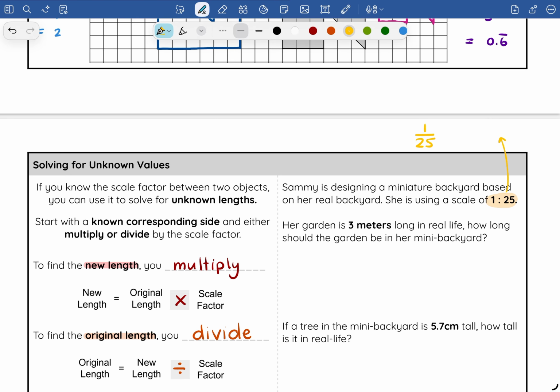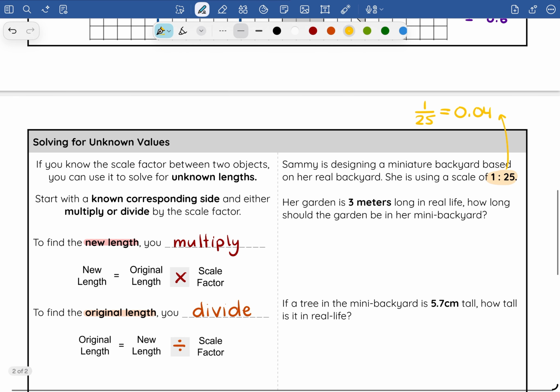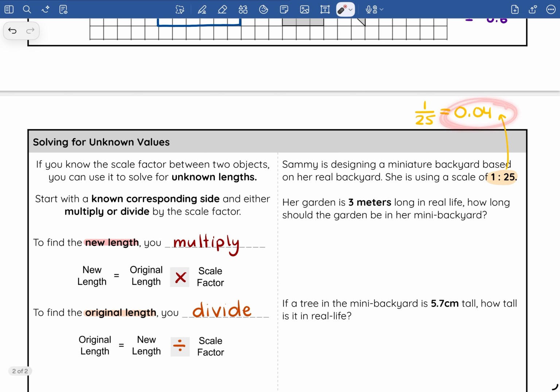Yeah, which we end up getting 0.04. Again, if this was a decimal that went on for a lot longer, we would want to keep 3 significant digits just to be able to have some accuracy with our scale. But this will be our scale factor that we'll use to find our new measurements.